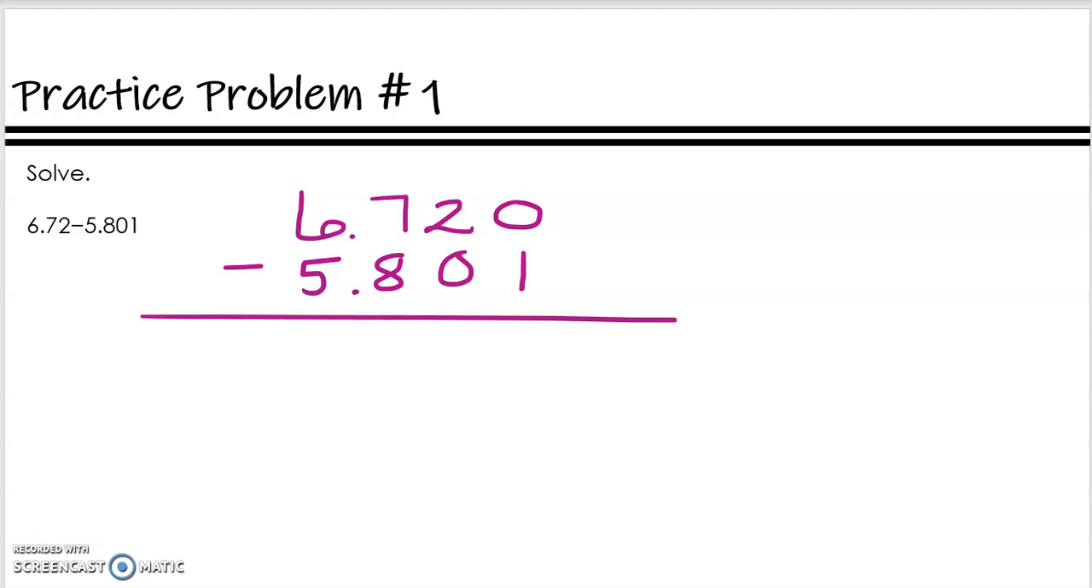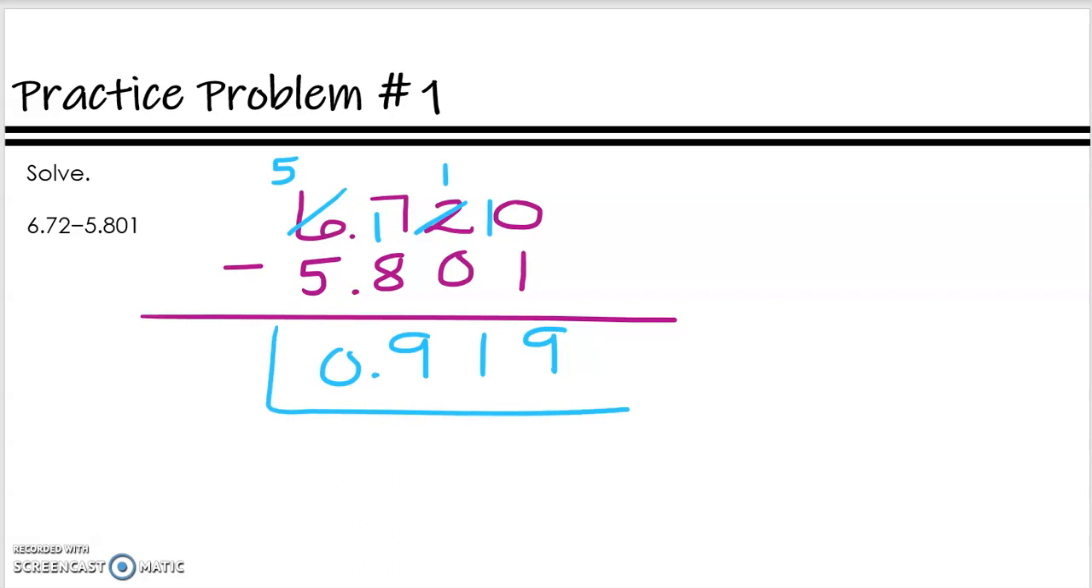So I cannot do 0 minus 1, so I'm going to make this a 10, borrowing from here, regrouping. 10 minus 1 is 9. 1 minus 0 is 1. I cannot take 8 from 7, so I'm going to make that a 17 by borrowing, regrouping. 17 minus 8 is 9. And then 5 minus 5 is 0. So here is our final answer.